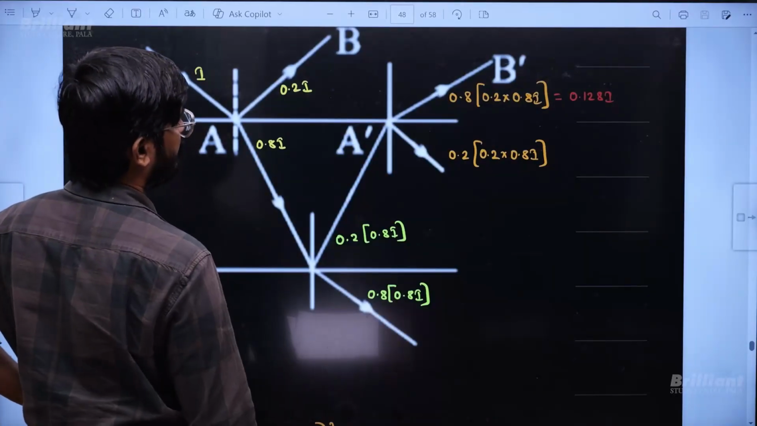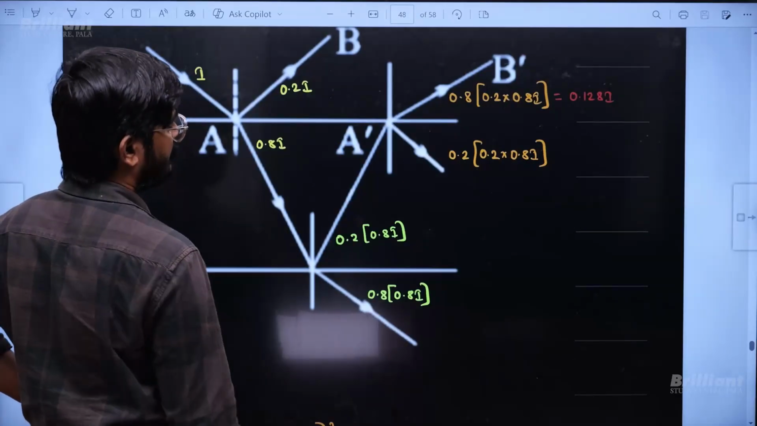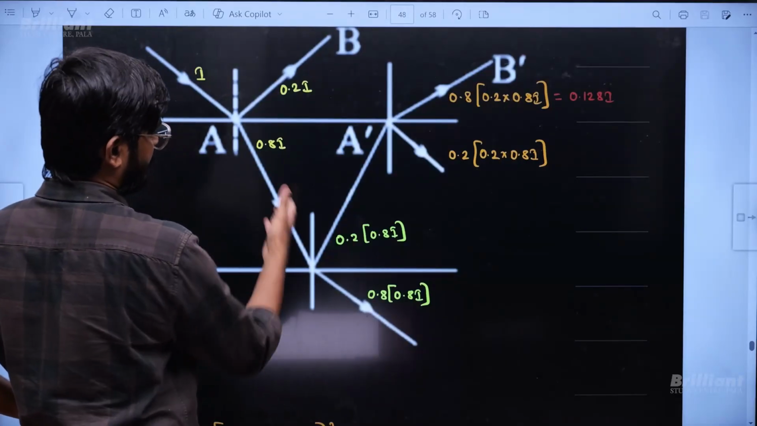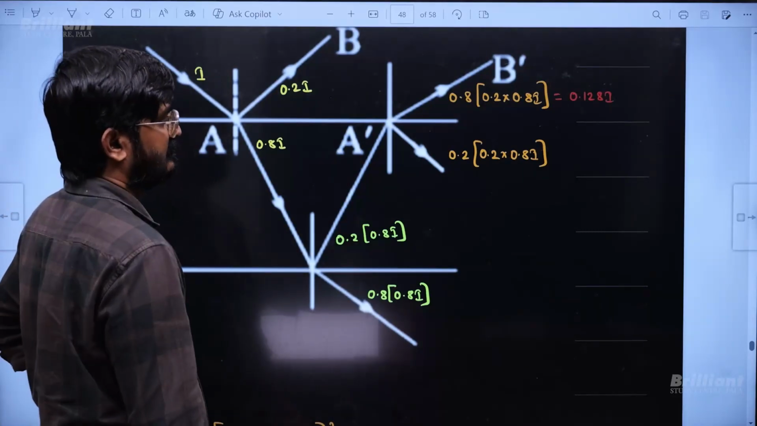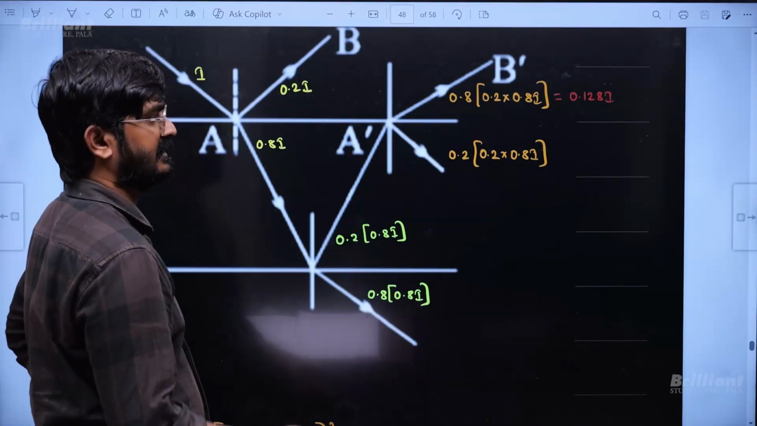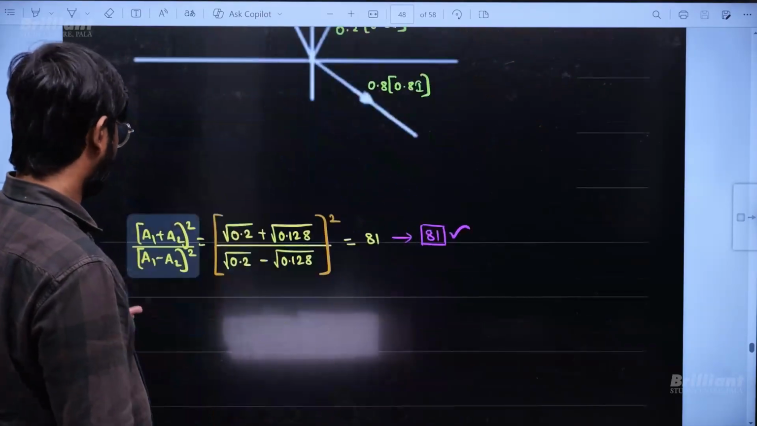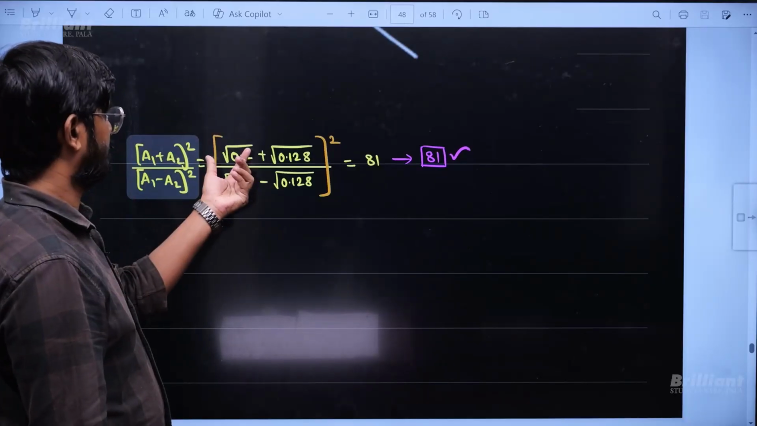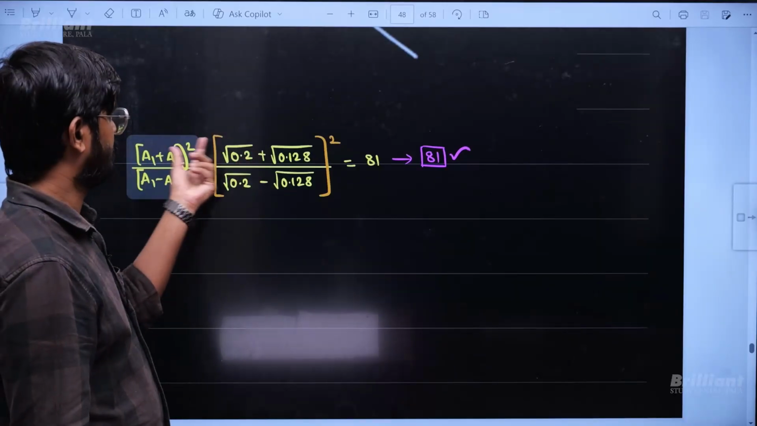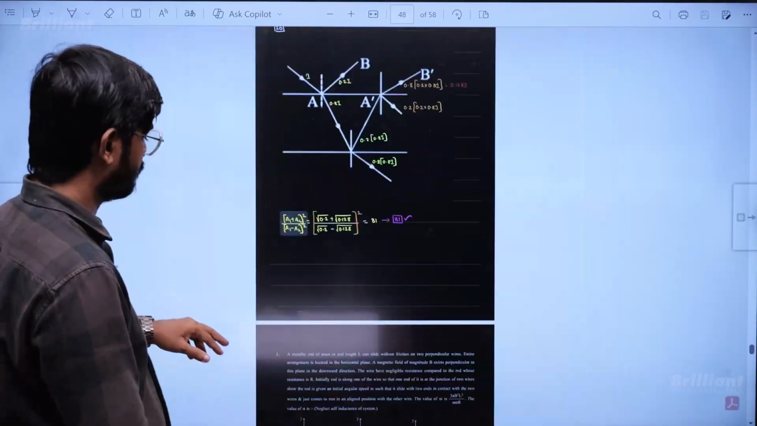So the maximum is going to happen when the amplitude becomes A1 plus A2, the resultant of them, considering the phase change and all. Maximum amplitude is going to be A1 plus A2, minimum amplitude is going to be A1 minus A2, and intensity will be that square: A1 plus A2 squared by A1 minus A2 squared. Amplitude will be proportional to the root of intensity, right? So we got the values, you can substitute them to get the answer.